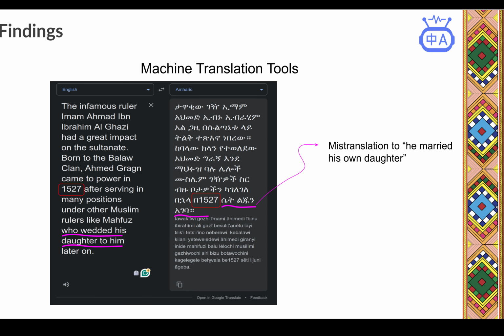A second error in this translation is that the phrase Mahfuz, who wedded his daughter to him, was literally translated to the ruler marrying his own daughter, an error that our participant indicated they fear would have negative connotations, especially considering that the ruler is Muslim.